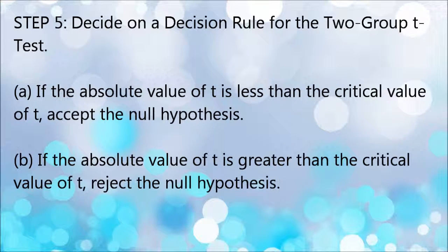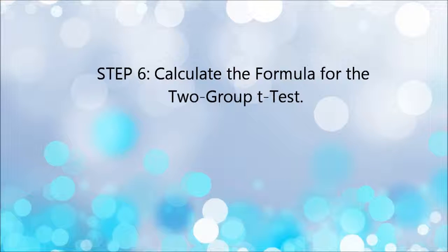Step 5. Decide on a decision rule for the two-group t-test. A. If the absolute value of t is less than the critical value of t, accept the null hypothesis. B. If the absolute value of t is greater than the critical value of t, reject the null hypothesis and accept the alternative hypothesis. Step 6. Calculate the formula for the two-group t-test. Since we are using two different formulas in this chapter for the two-group t-test depending on the sample size of the people in the two groups, we will explain how to use those formulas later in this lesson.